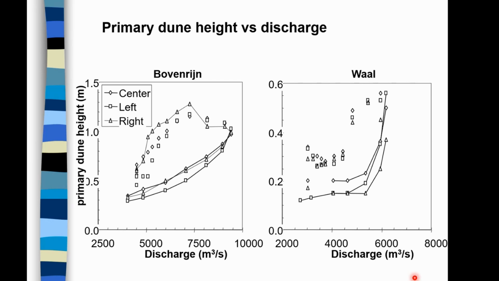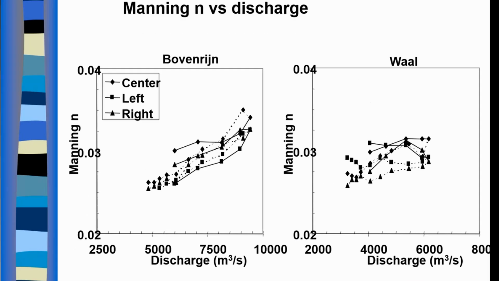That's the Boven Rhine. The upper part and the Waal is on the right-hand side. It's a bit less of a tendency on the Waal, but the Upper Rhine is, Boven means upper, so in Dutch. So I was looking at Manning's n here, and what you see, as the discharge increases, then your Manning's n went up from about to 0.035.